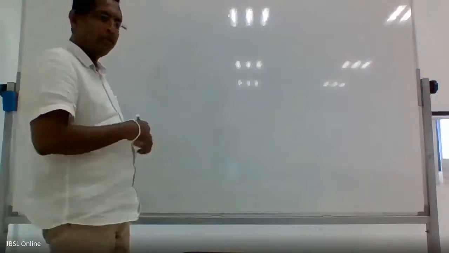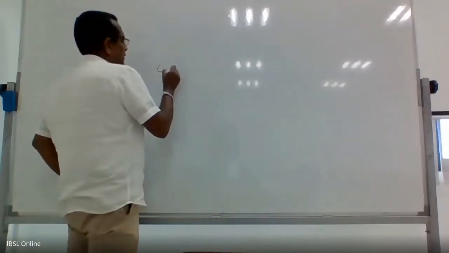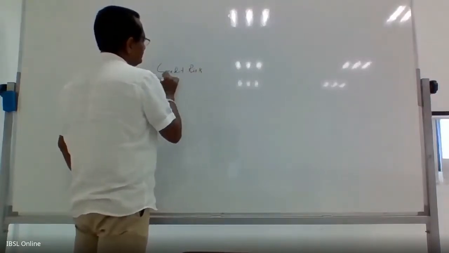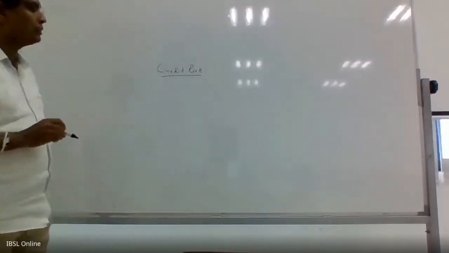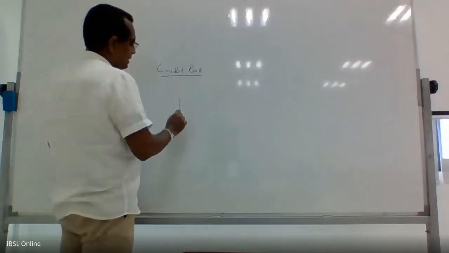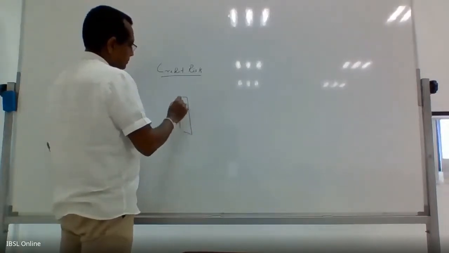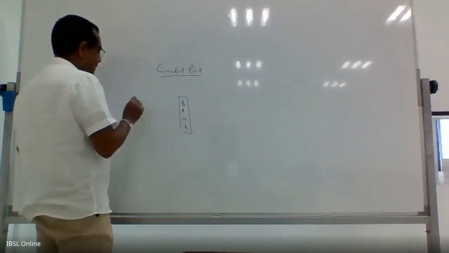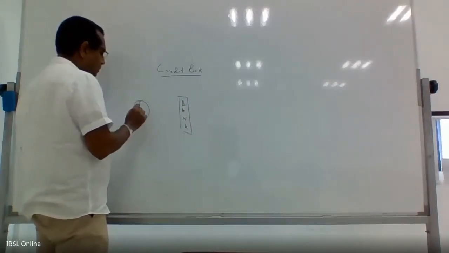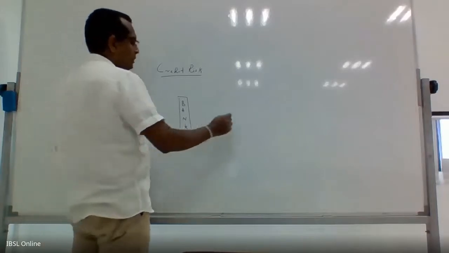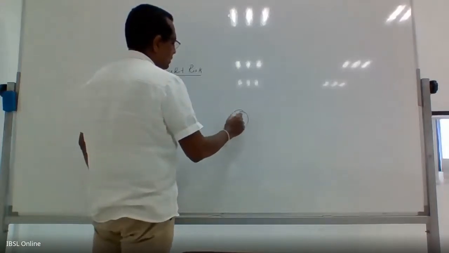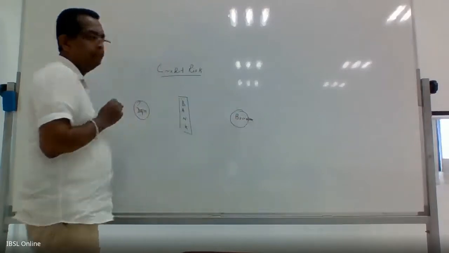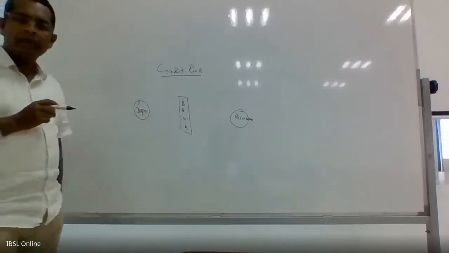You can see the board here. Credit risk. It is twofold. When the bank is here, we have depositors, we have borrowers. Right? Can you see the board?